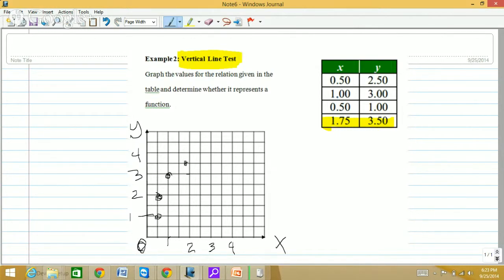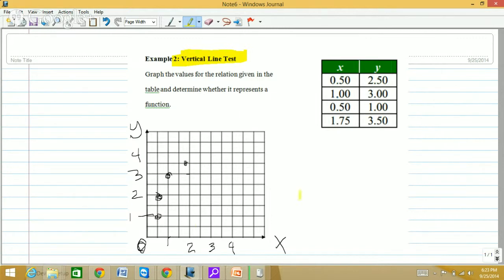Okay, so there's my graph. So now to the vertical line test of our question. We went ahead and graphed the values for our relation over here. And now it wants us to determine if it's a function, and I want you to use this thing called the vertical line test. So all you're going to do is take your pen, hold it vertically.